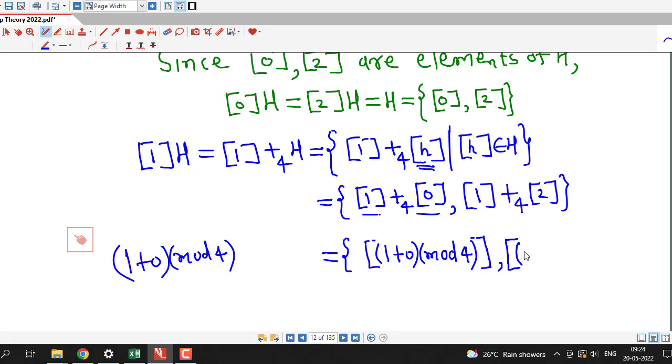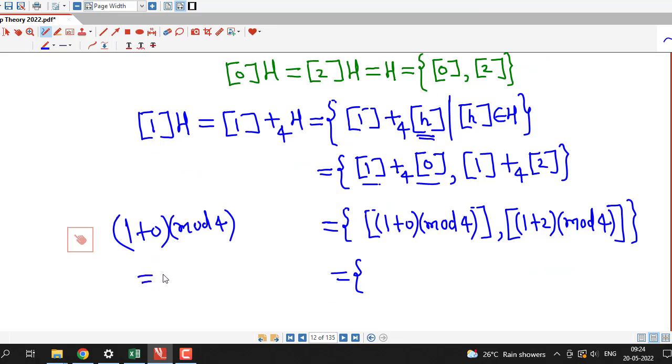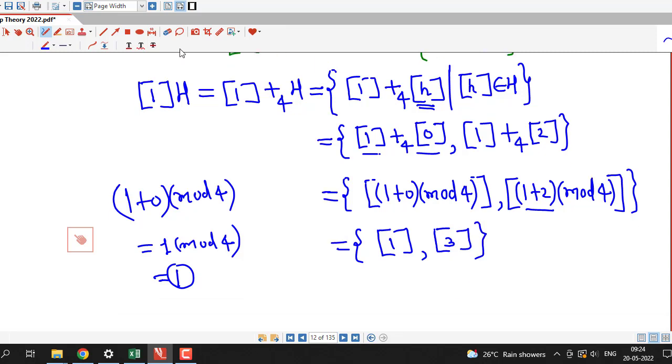And here 1 plus 2 modulo 4. 1 plus 0 modulo 4 means 1 modulo 4, that is the remainder when 1 is divided by 4, and because 1 is less than 4, the remainder will be 1. Similarly, this is 3 modulo 4 and 3 is less than 4, therefore we obtain 3. So this is the left coset corresponding to the equivalence class 1. The left coset corresponding to 1 has two elements.